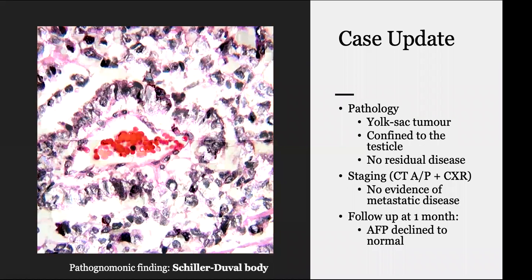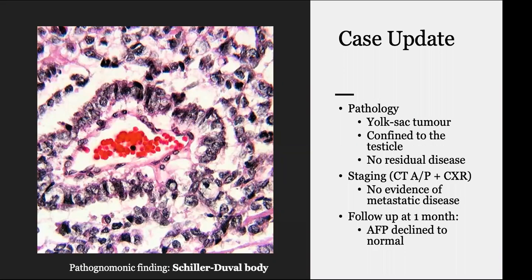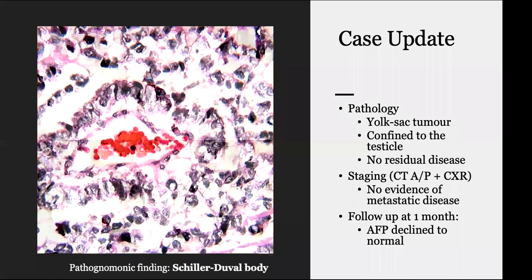So our patient underwent a radical orchiectomy, and pathology confirmed the diagnosis of a yolk sac tumor. There was presence of a pathognomonic finding of this tumor, which is Schiller-Duval body. I took this photo from Campbell's textbook. Staging was done with a CT abdomen and pelvis and chest x-ray, which showed no concern for metastatic disease. And thankfully, his 1-month follow-up showed a decline of the AFP toward normal, which provides further reassurance. And this is generally what we do in yolk sac tumors, as 5 half-lives of 5 days ends up being close to a month.